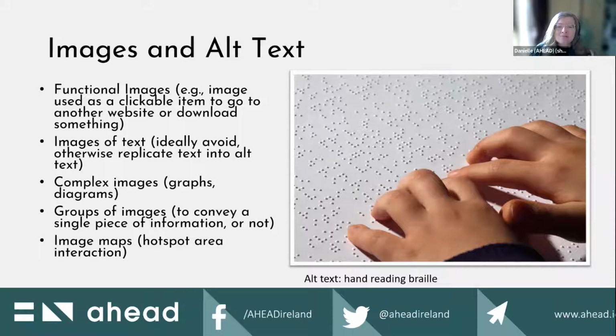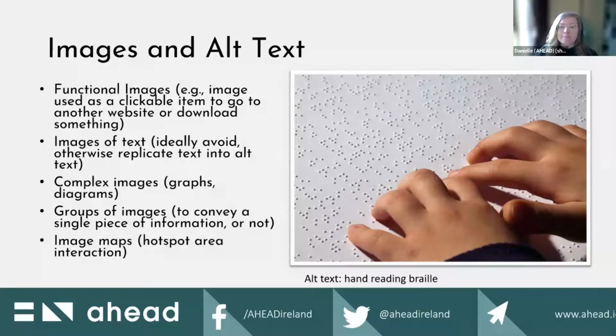So for those images, we call them decorative images, and we mark them as decorative. Or we use an empty alt tag. That is more relevant for developers or people who are working in HTML, but usually in your content or your word processing software, you'll have an option to add alternative text to an image. So that's where you would add that there.